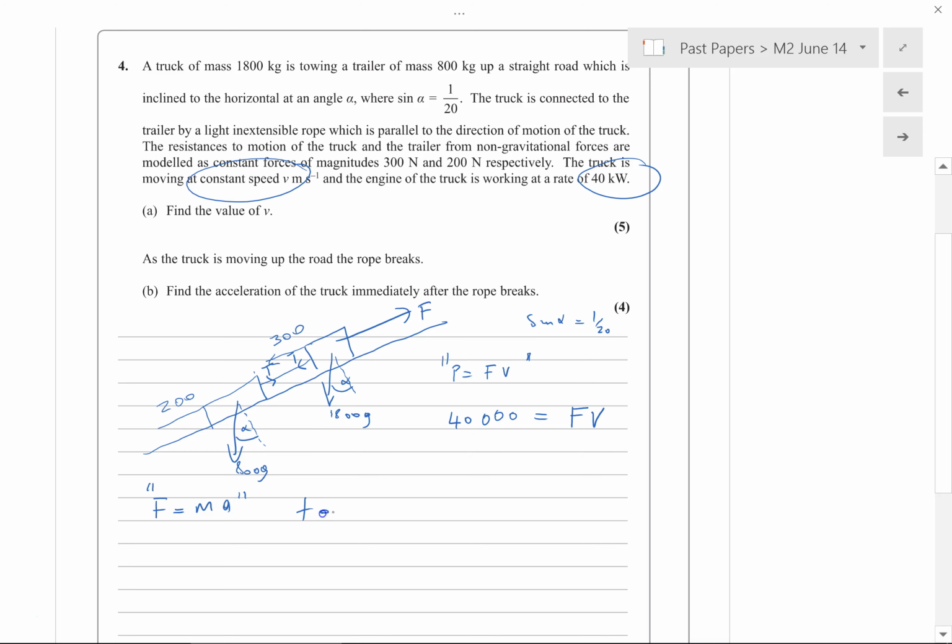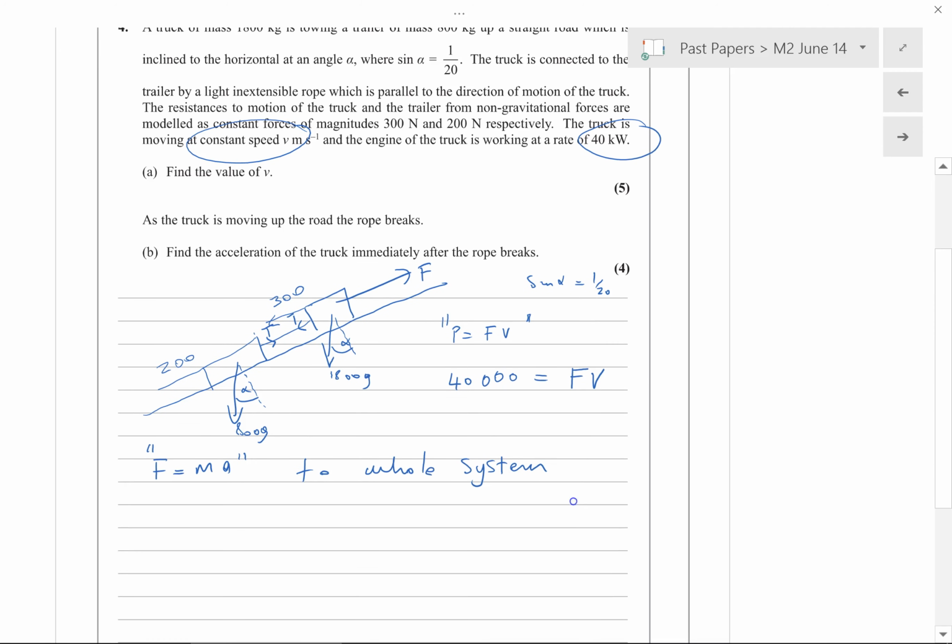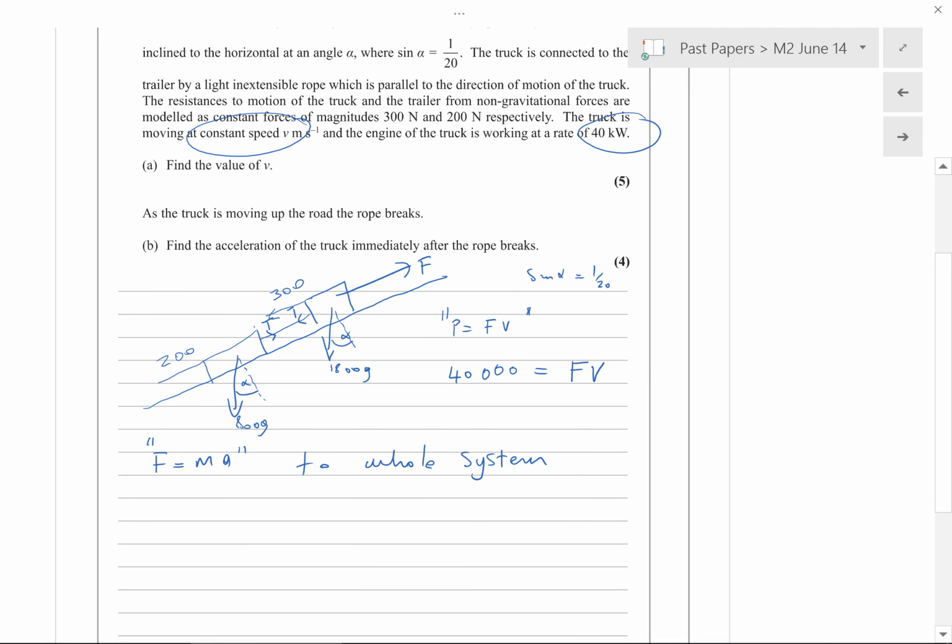We can now look at F equals ma. I'm going to do it for the whole system. For years I insisted that the students would always consider the two particles separately and then eliminate T. Then I realised that I was being silly. Sometimes it's just quicker to look at the whole thing. And when I look at this whole system here, T is not going to be in my equation.